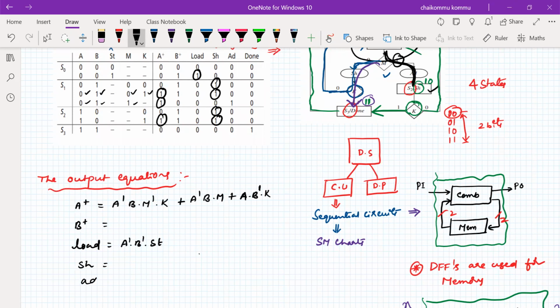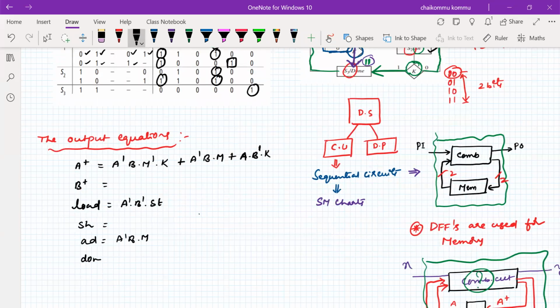What will the add signal be? Add is only here. So this input is responsible. Therefore, A complement B M. So similarly for the done signal, what is the mathematical equation that is responsible? A into B, right? So these things we have to write.